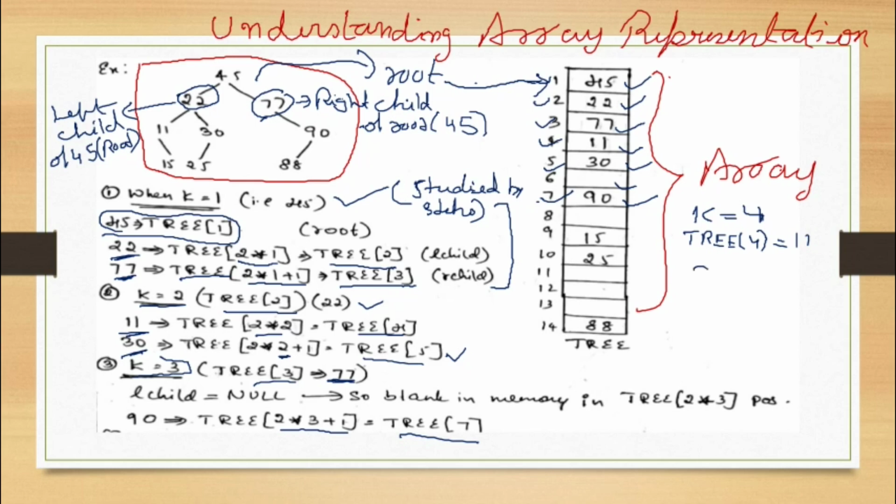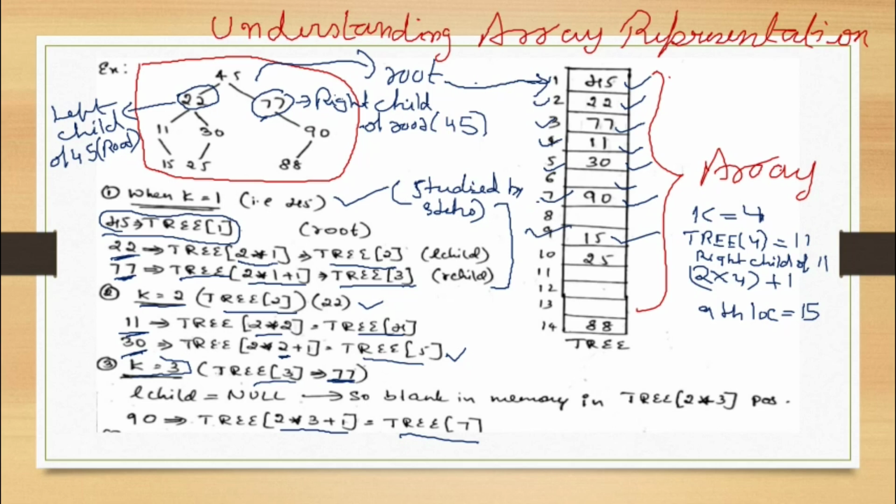So how do we find the right child of 11? That is nothing but 2 into 4 plus 1, 8 plus 1, that is the ninth location. So in the ninth location we store 15. That is how it is.